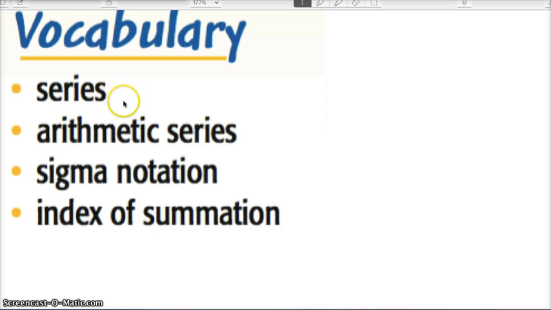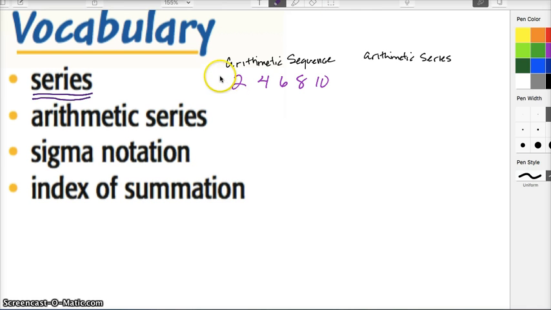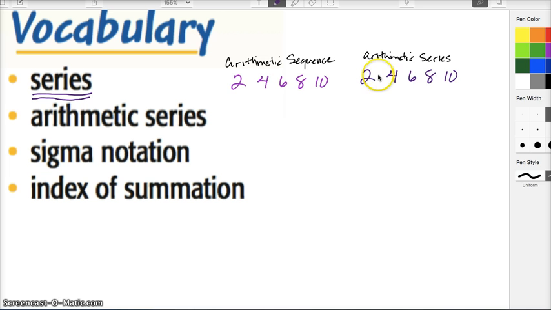So what is a series? A series is the sum of several numbers of a sequence, basically. So if 2, 4, 6, 8, 10 represented a certain arithmetic sequence, then 2 plus 4 plus 6 plus 8 plus 10 would be the series. So a series really is the sum of the numbers in a sequence, and we know the numbers in a sequence are in a certain order.